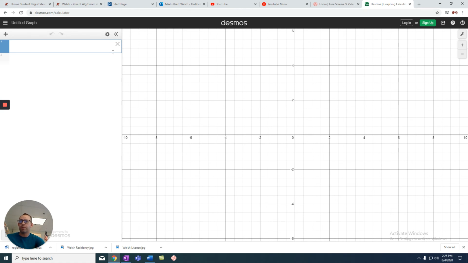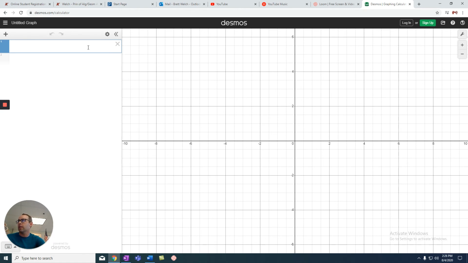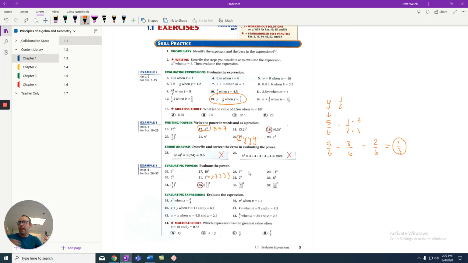But let's go ahead and just look at 3 to the 5th. So it's 3 times 3 times 3 times 3 times 3. And you can see right here we get an answer of 243. So that's sort of the expectation that we might have about how to answer some of these problems, okay? Just using the calculator to help us along the way.